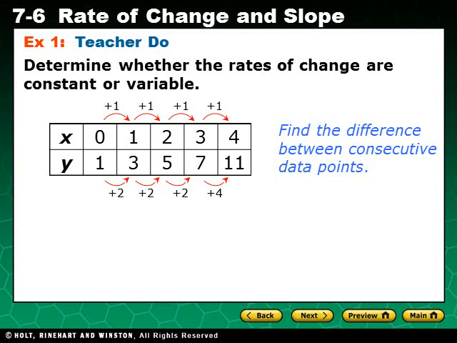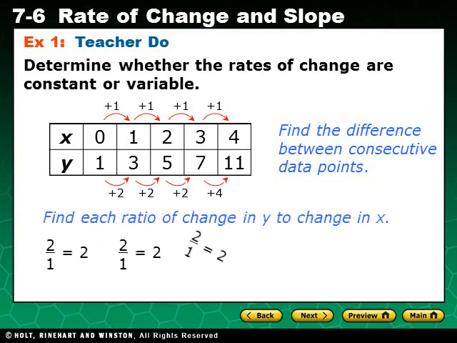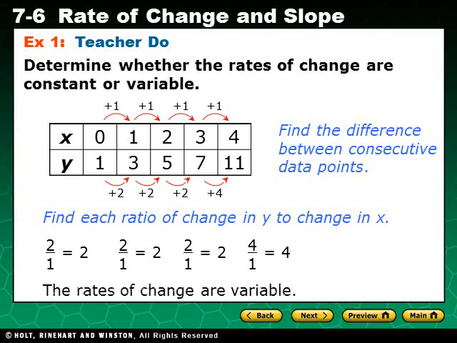Now, in order for this to be constant, all the ratios of y to x need to be the same. So we're going to say y over x, in this case, is 2 over 1, and this one is 2 over 1. And the third one is 2 over 1. And then the change in the last one is 4 over 1. Now, all of these ratios are different: 2, 2, 2, 4. Okay, this one does not go along with the other ones. Therefore, this is not an example of a constant change. This is called a variable change. You try it.